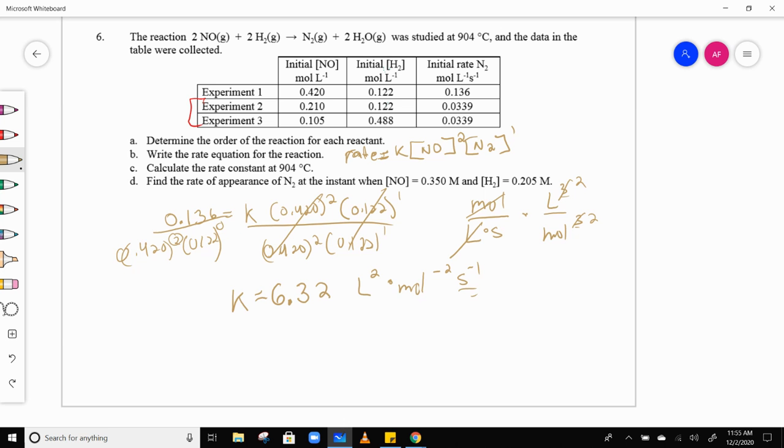You're always going to have this seconds to the negative. Well, actually not always. I lied. Not always. Let me think. Yeah, you're always going to have this. It's always going to be seconds to the negative 1. Okay, so that's K.